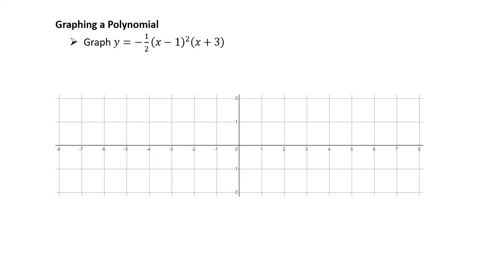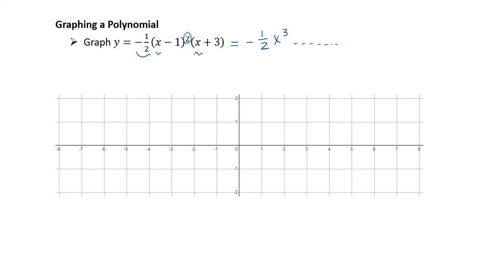Let's look at graphing the polynomial y equals negative 1/2 times the quantity x minus 1 squared times x plus 3. Now if I were to multiply this polynomial out and get this in expanded form, I would have a first term of negative 1/2 times x squared times x. So it'd be a negative 1/2 x cubed and some other terms.